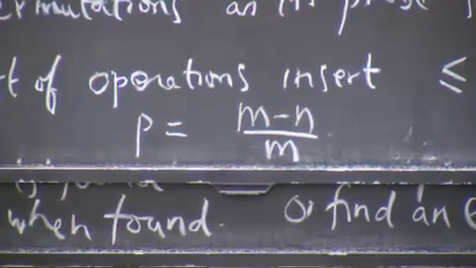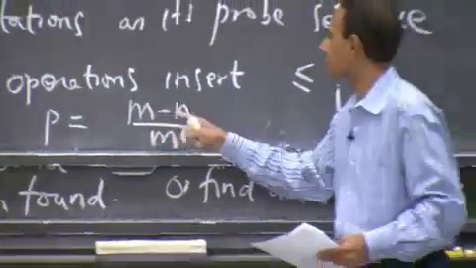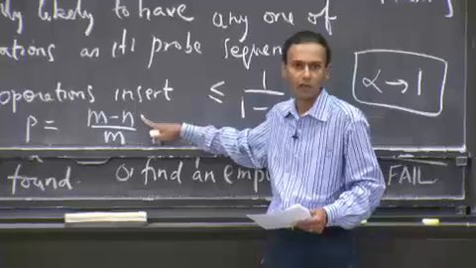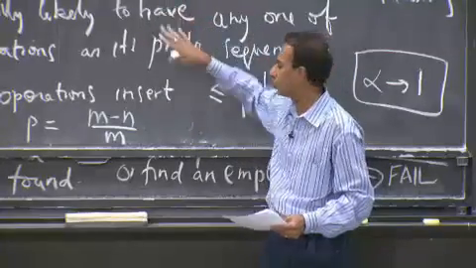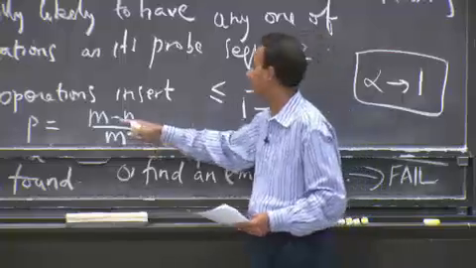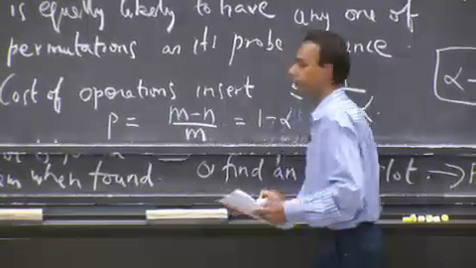The probability that my very first trial is going to succeed is going to be (m minus n) divided by m. Because these are the number of empty slots, and assuming my permutation argument, I could go into one of them, and so that's what I have here. And if you look at what this is, it's 1 minus alpha.